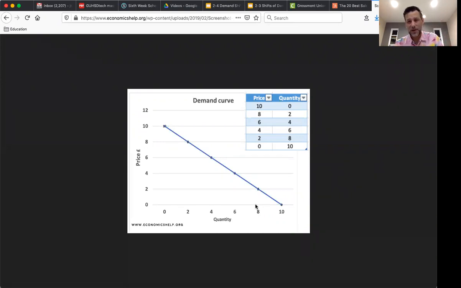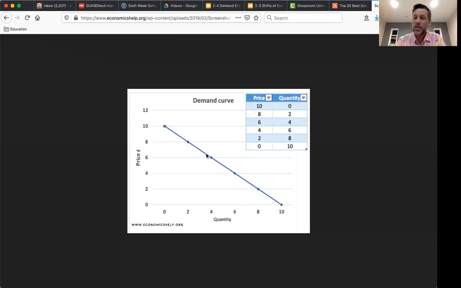$2.50 for a 2 liter. If it's $5 for a 2 liter, we're not going to buy as many. If it's $10, we're going to buy even less. And if it's $1, we're going to buy more. So when price changes, it causes us to change the quantity that we are demanding.